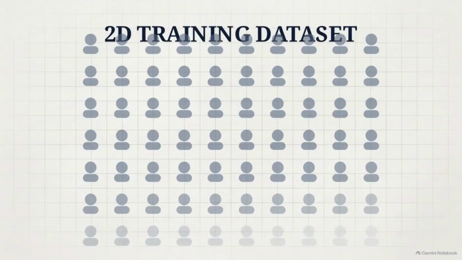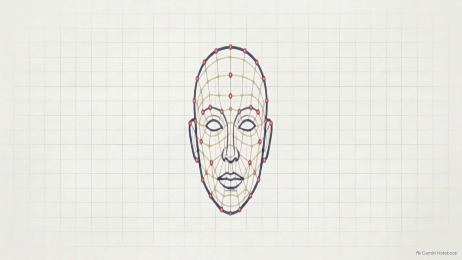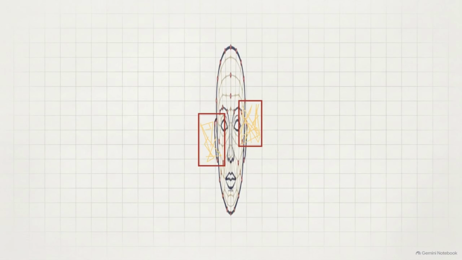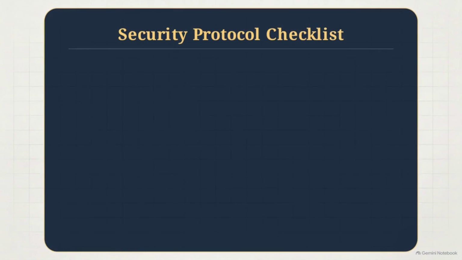It comes down to the training data. Because most models are trained heavily on 2-dimensional, front-facing datasets, they lack the 3-dimensional spatial data required to accurately render sharp profile angles. We can synthesize this knowledge into a strict security protocol checklist.